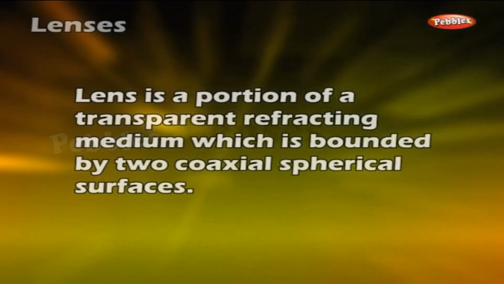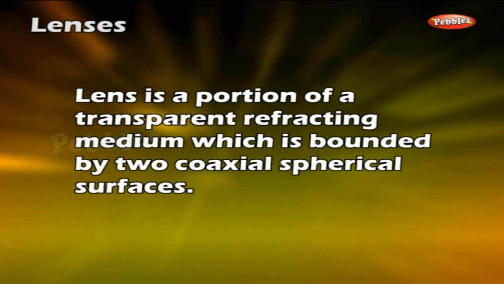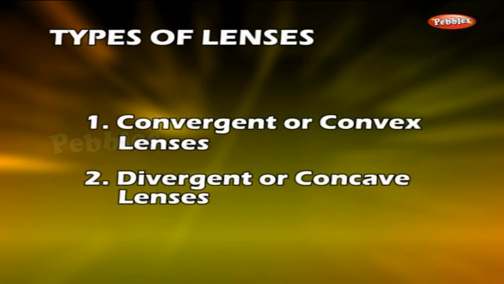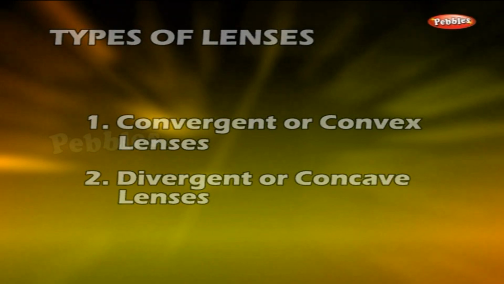Lenses. A lens is a portion of a transparent refracting medium which is bounded by two coaxial spherical surfaces. The different types of lenses are convergent or convex lenses, and divergent or concave lenses.